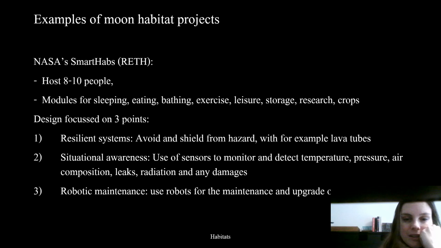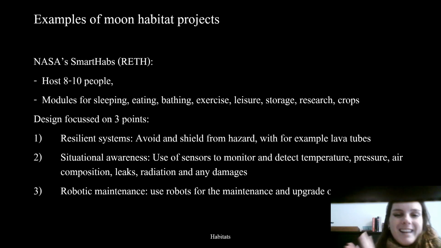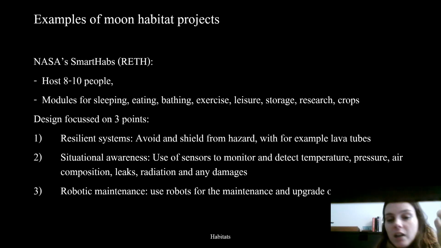Now, there's an example of a moon habitat project that's in development, so that's not an analog mission. It's just to give you an idea of some of the concepts that are being worked on, and one is NASA's Smart Hubs. It's led by the RETH project, and basically the Smart Hubs could host 8 to 10 people. They will have modules for sleeping, for eating, for hygiene, exercising, leisure, storage, research, and agricultural crops.